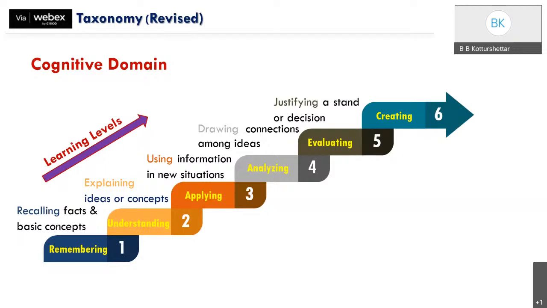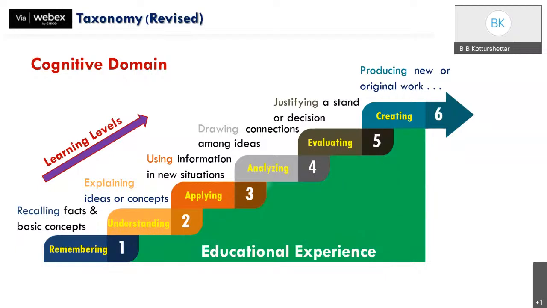That is evaluating. Then the sixth level is creating. That is, it is producing something new, producing new or coming up with original work. It is creating. That is the highest level of the cognitive domain.